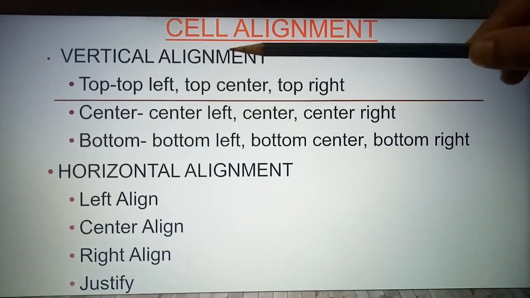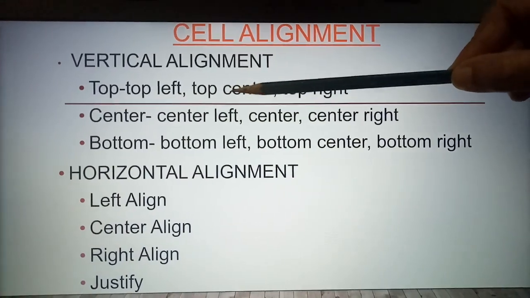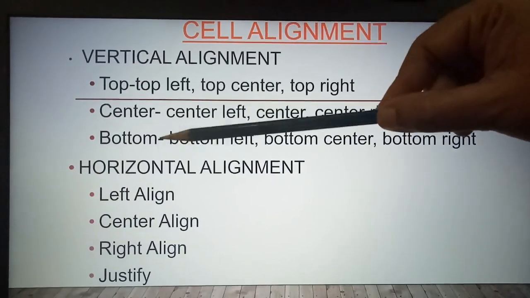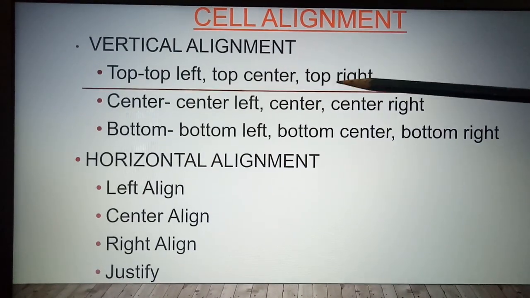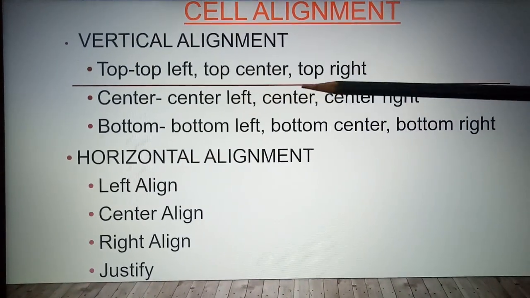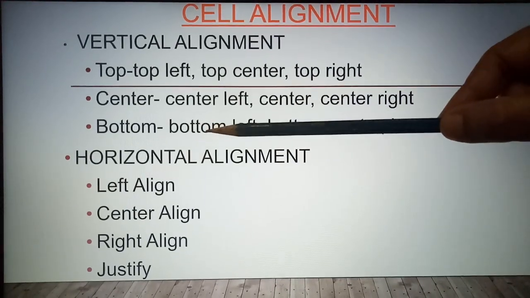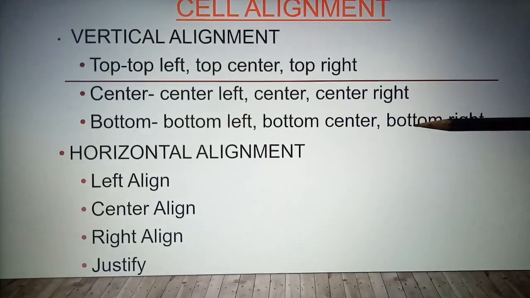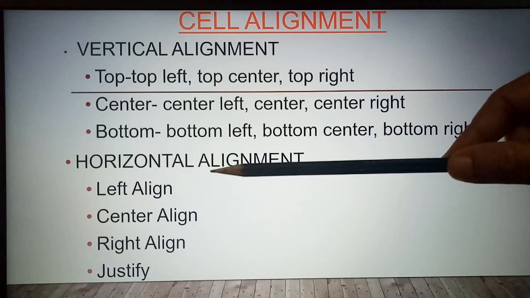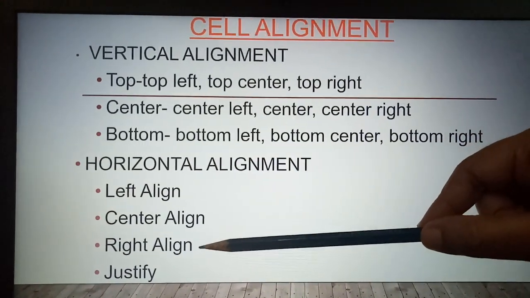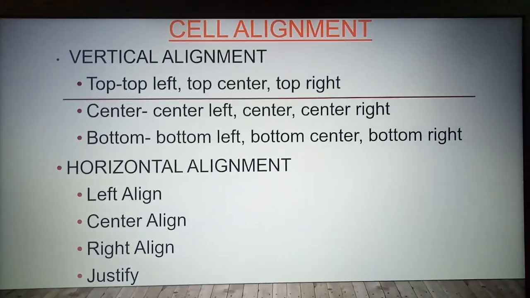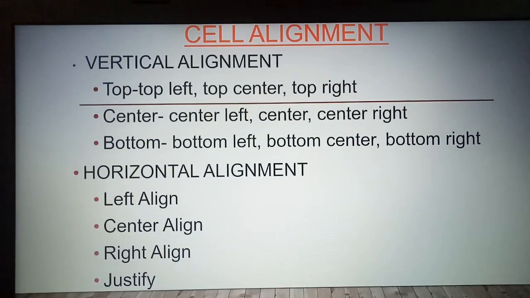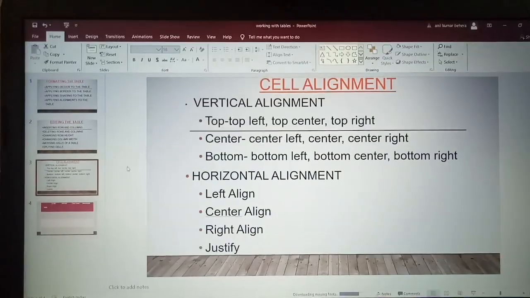So this is cell alignment, which is primarily of two types: vertical alignment and horizontal alignment. Vertical alignment is again of three types: top, center, and bottom. On the top we have top left, top center, top right; center left, center, and center right; bottom left, bottom center, bottom right. Horizontal alignment: left align, center align, right align, and justify. Now after this, let us see how we can apply these alignment features to our table.